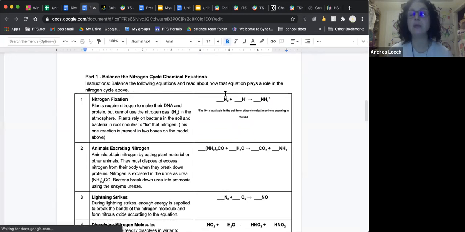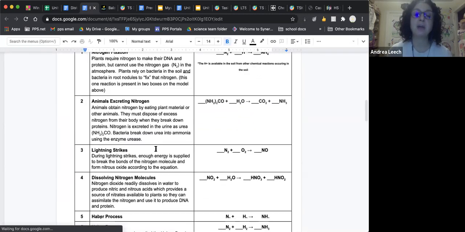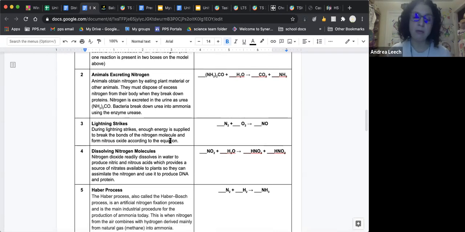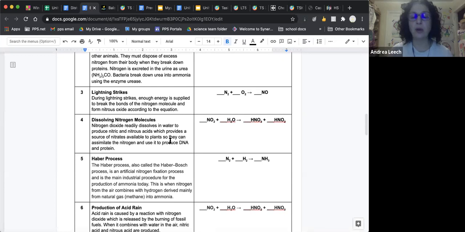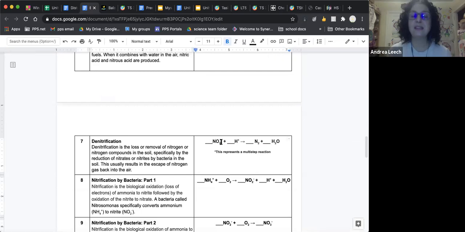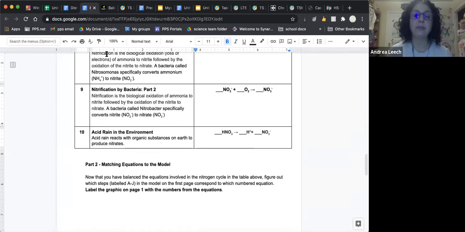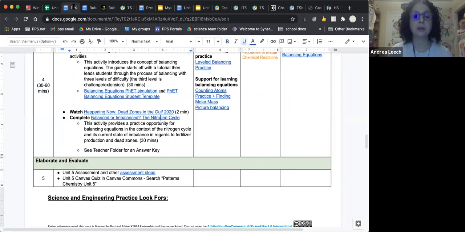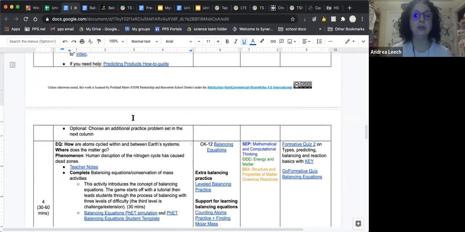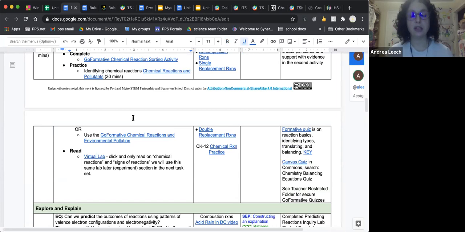So what you're doing is having them go through and balance these equations and talk about where nitrogen is going. This helps to support some of the Earth space standards as well, because it's relating back to where the atoms are going and how they're cycling through our environment. This is set up as a Google Doc, so they can go through and just add the numbers in here and read through what's going on for that activity. And that should wrap it up for what's happening in Unit 5, which is the chemical reactions unit.